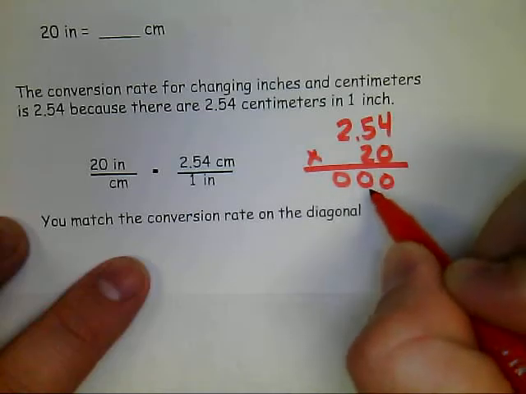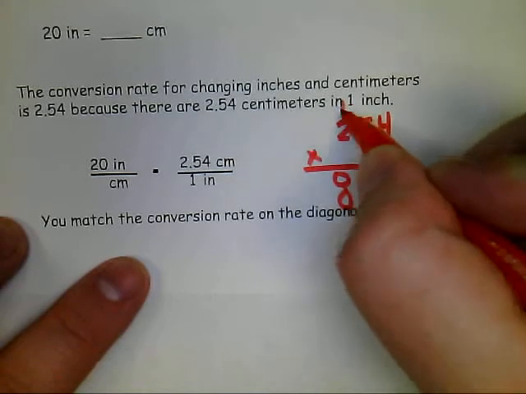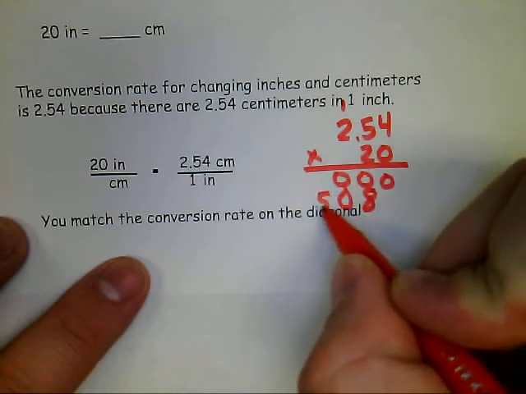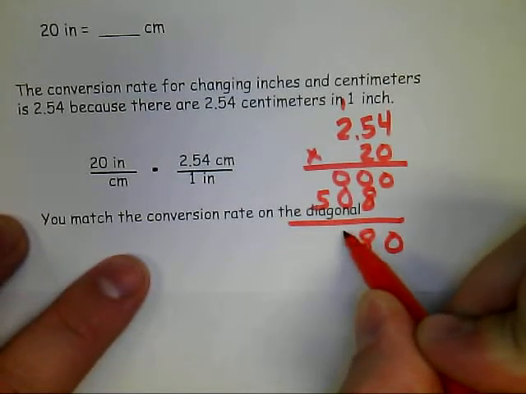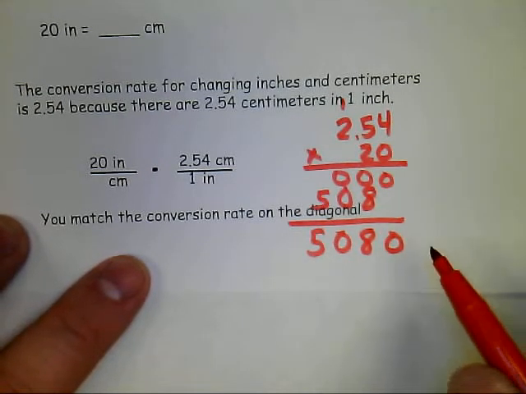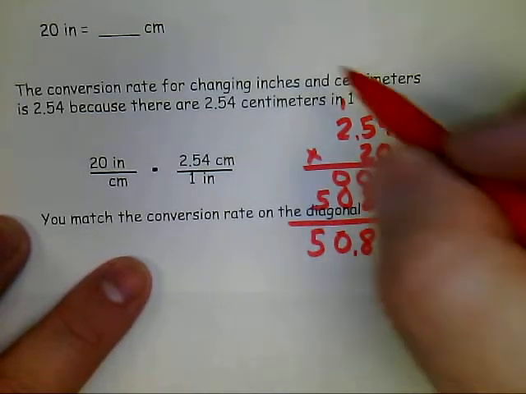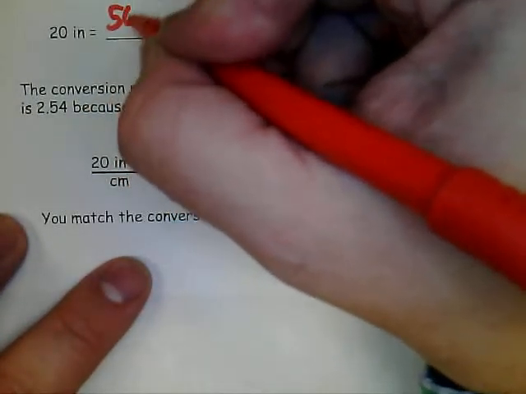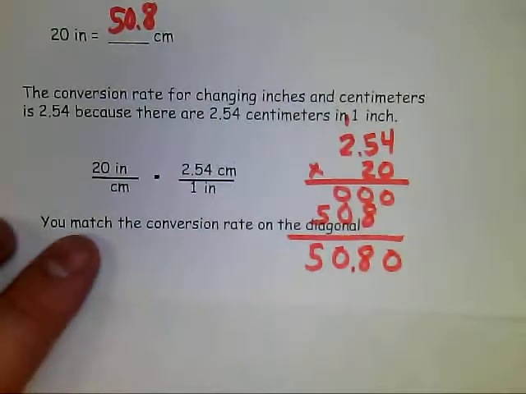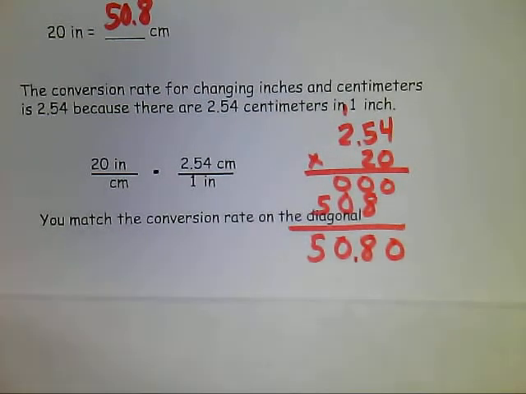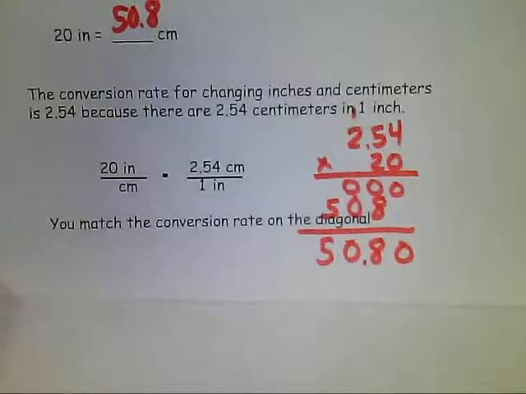Set that up. 2 times 4 is 8, 2 times 5 is 10, carry the 1, 2 times 2 is 4, plus 1 is 5. And as we bring everything down here, we'll remember proper decimal rules. We have 2 decimal places in our factors, so we should have 2 in our product. And the correct answer is 50.8 centimeters. So 20 inches is approximately, or is exactly 50.8 centimeters according to this rate.